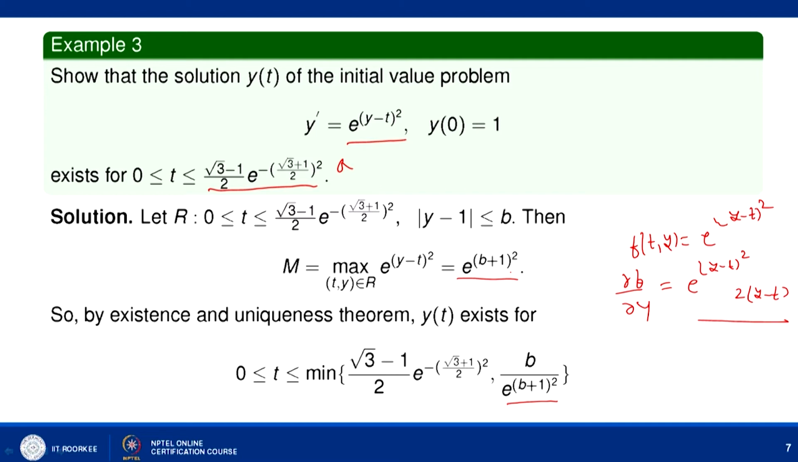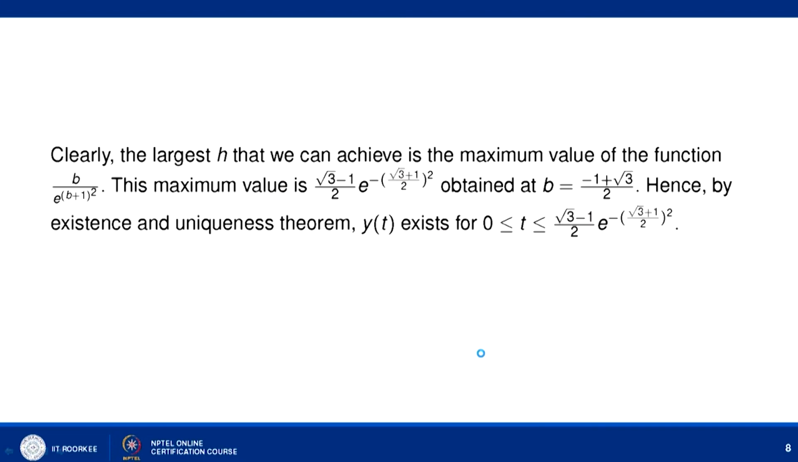So, we have to find the interval in which the solution exists. For that we have to find the maximum value of this quantity. So, again we can say that clearly the largest interval that we can achieve is the maximum value of the function b upon e to the power (b plus 1) whole square. And how can we find this maximum value? We can say that the maximum value is given by this, which is the same as a, and which we can obtain by b given as (minus 1 plus root 3) upon 2.